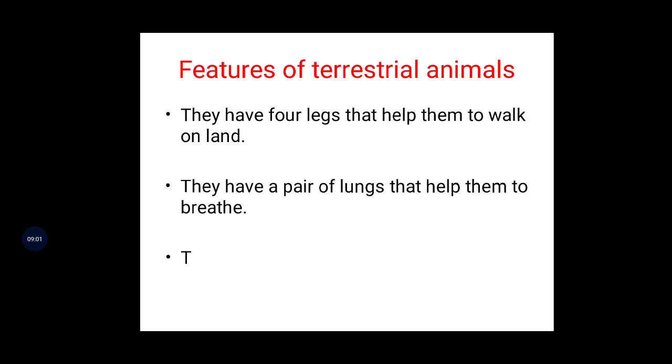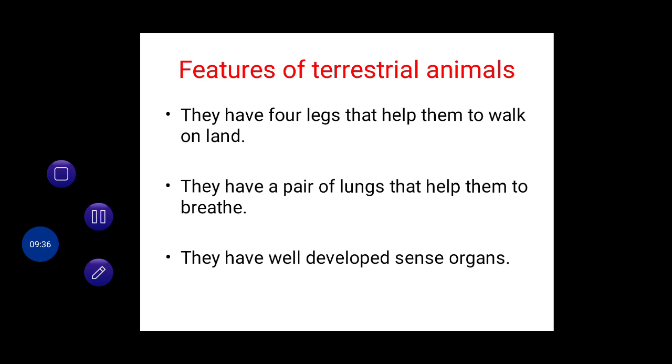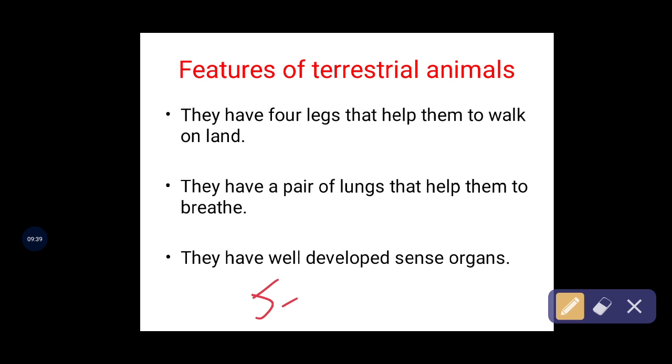Okay, children? And the next benefit for terrestrial animals is that they have well developed sense organs. Do you know sense organs? What does it mean? Ears, eyes, nose, tongue, skin. These are our five sense organs. How many sense organs are there? Five sense organs. Okay?